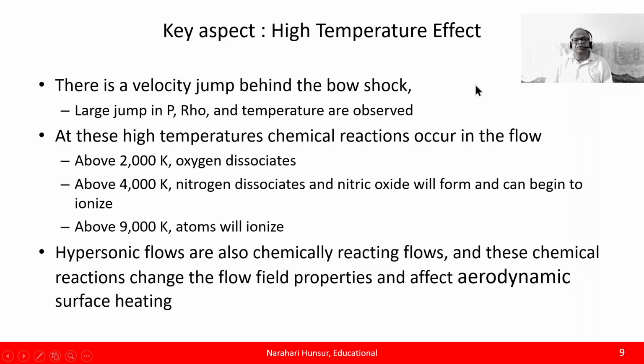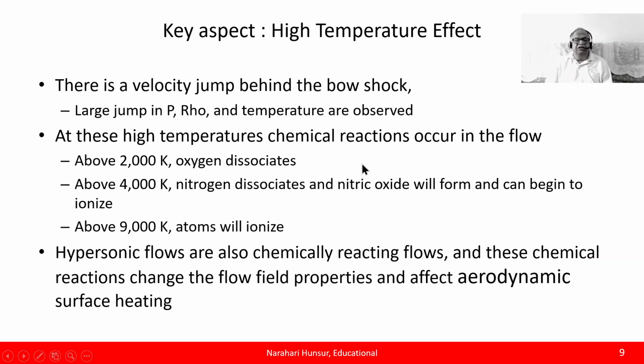So there is a velocity jump behind the bow shock. As I said, when a re-entry vehicle hits the atmosphere, there is a bow shock and there is a velocity jump. And normally, behind any bow shock, we will find a large jump in pressure, density, and temperature. At these temperatures, chemical reactions occur in the flow. A normal bow shock for an aircraft or a small missile in the atmosphere does not have that high a pressure and temperature, but under the conditions of re-entry, the temperature increase is substantial.